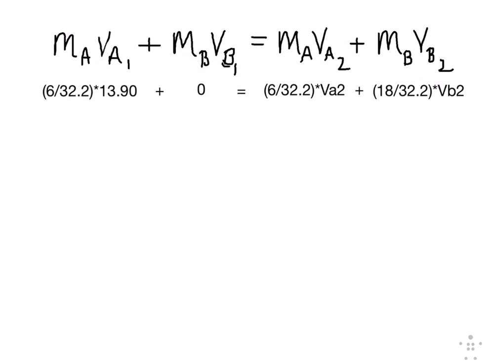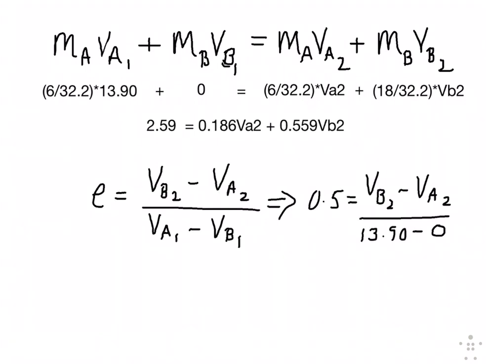So next we're going to put together our conservation of momentum. We're going to be able to simplify this conservation of momentum equation into an equation with V_A2 and V_B2, and then we'll put together our coefficient of restitution equation to get our second equation. So now you'll see that we reduced this equation down to this equation here. So we have two unknowns in that equation for conservation of momentum. And down here is the coefficient of restitution equation.